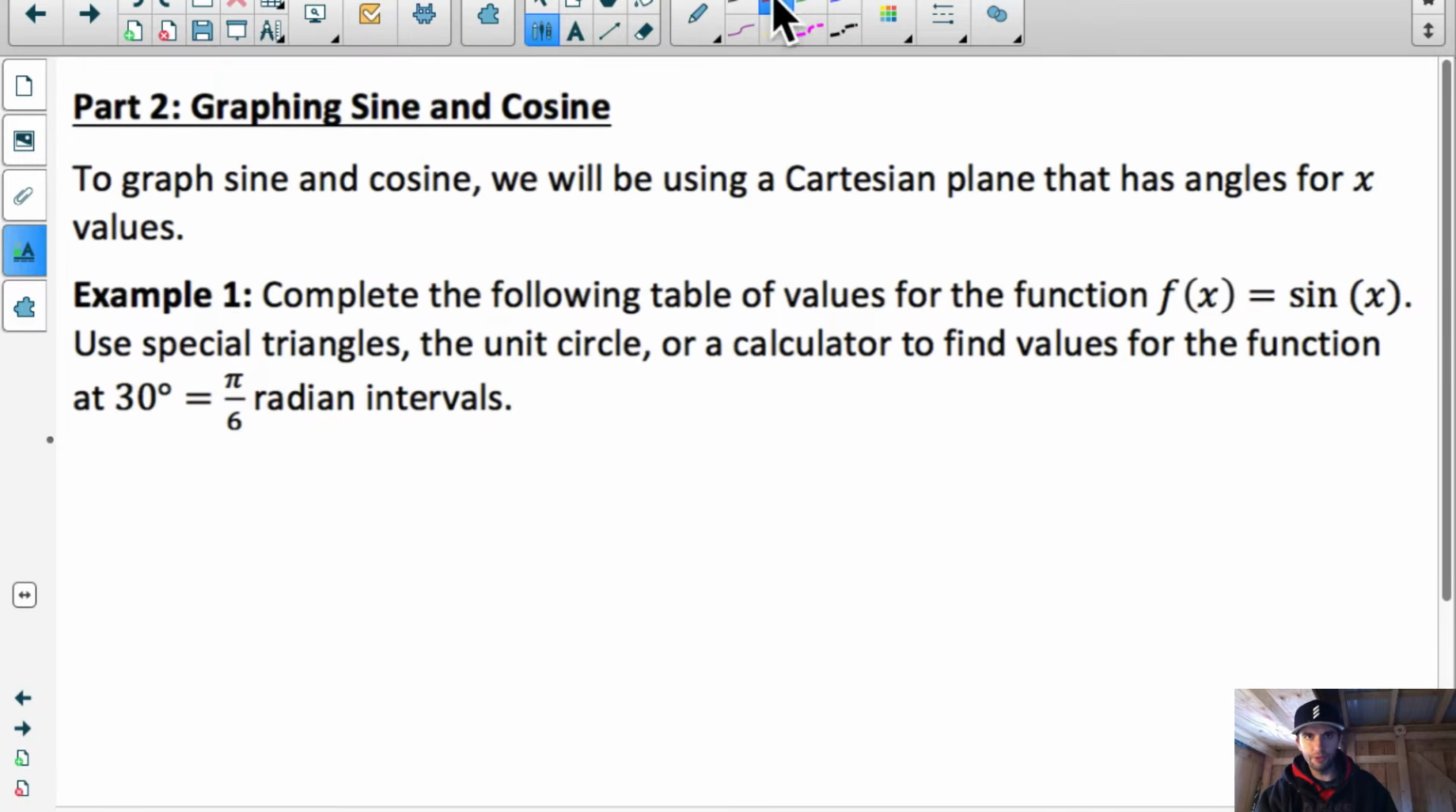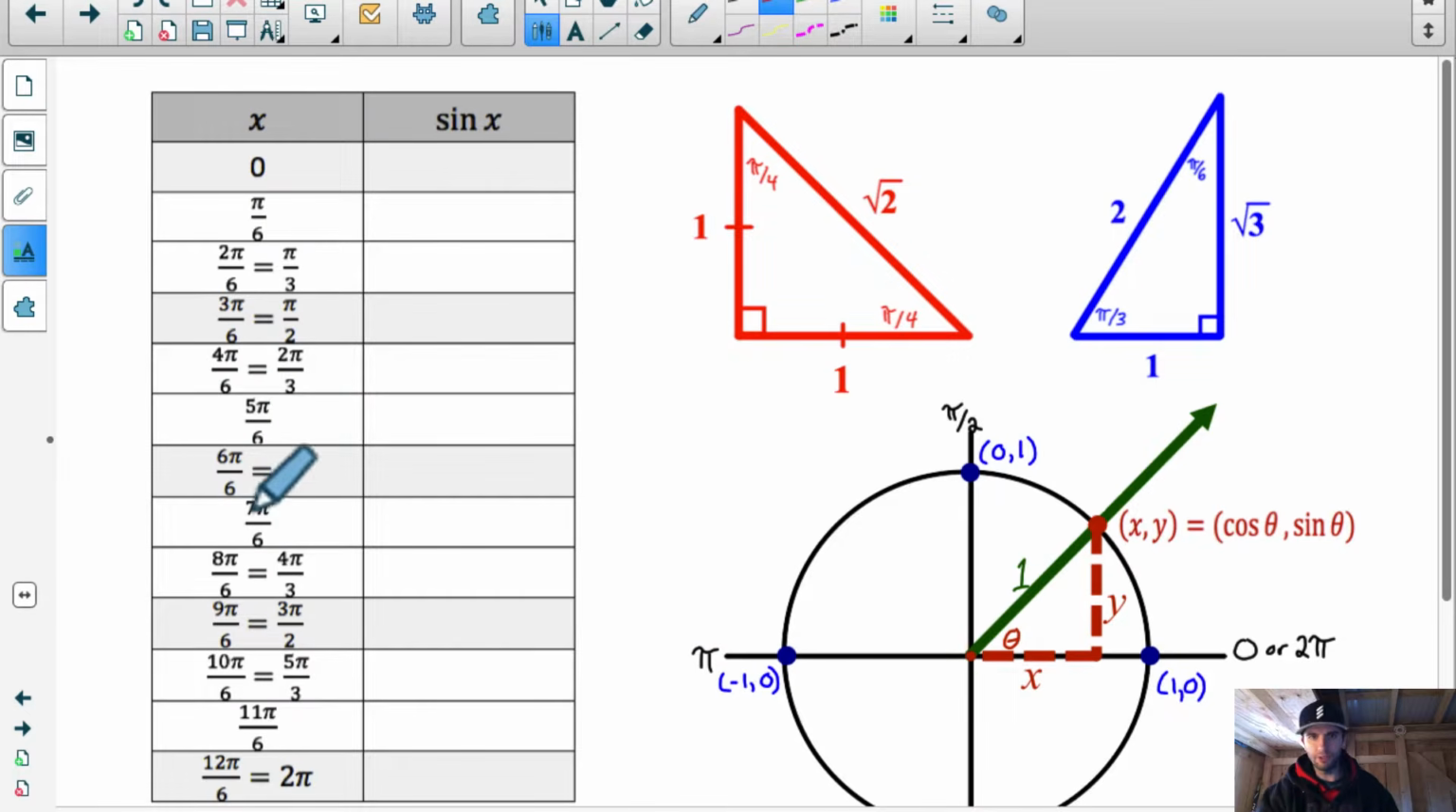So here we go. Let's graph sine. And we're going to graph it at pi over 6 interval. So at every 30-degree interval, we're going to come up with the sine ratio value. And we're going to do that, like I said, using the unit circle and the special triangles.